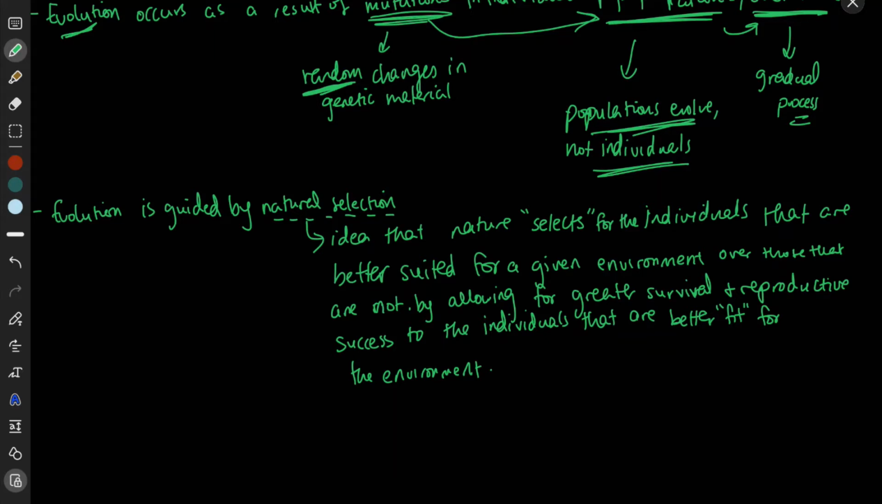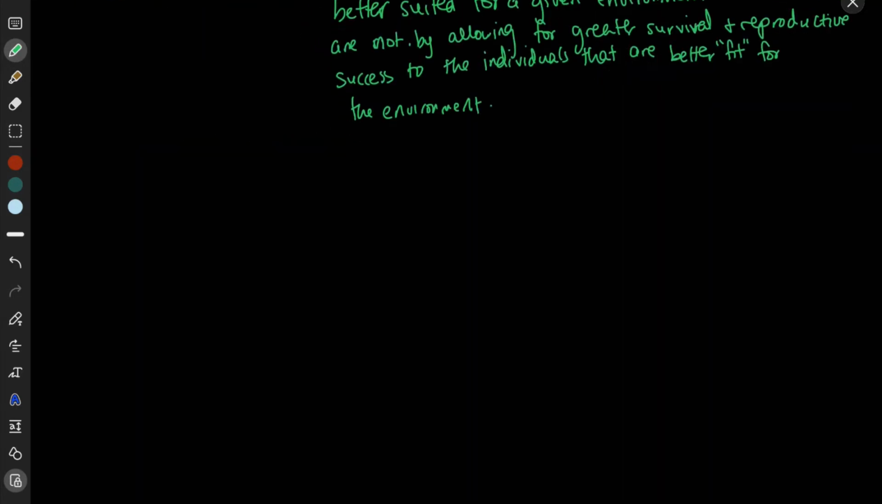And it goes hand in hand with evolution, because nature is able to select for individuals as a result of those mutations that occur in individuals, which make them better fit, for example, for that environment, right? So evolution is guided by natural selection, and again, natural selection is the idea that nature selects for individuals that are better suited for an environment over those that aren't, by allowing for greater survival and reproductive success. Okay, so that was evolution.